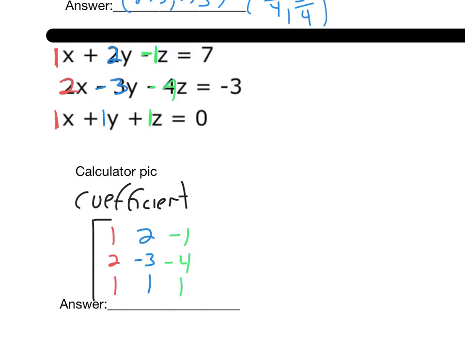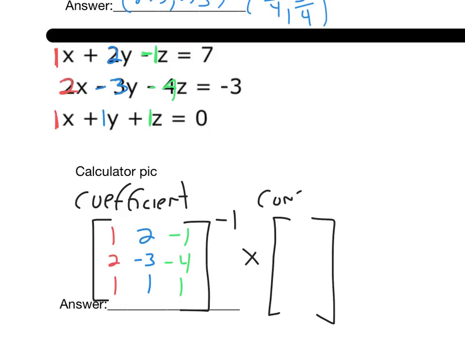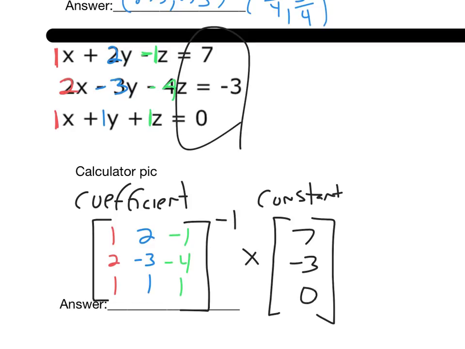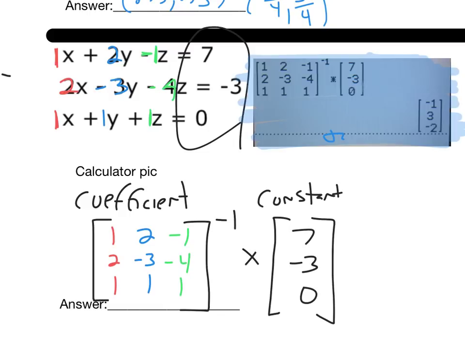So now we're going to set up this 3 by 3 matrix. We're going to take the inverse of the coefficient matrix and multiply it by our constant matrix, which in this case the constants are 7, -3, and 0. Take a minute, enter this expression into your calculator, and let's interpret the solution. Take a picture of your solution.